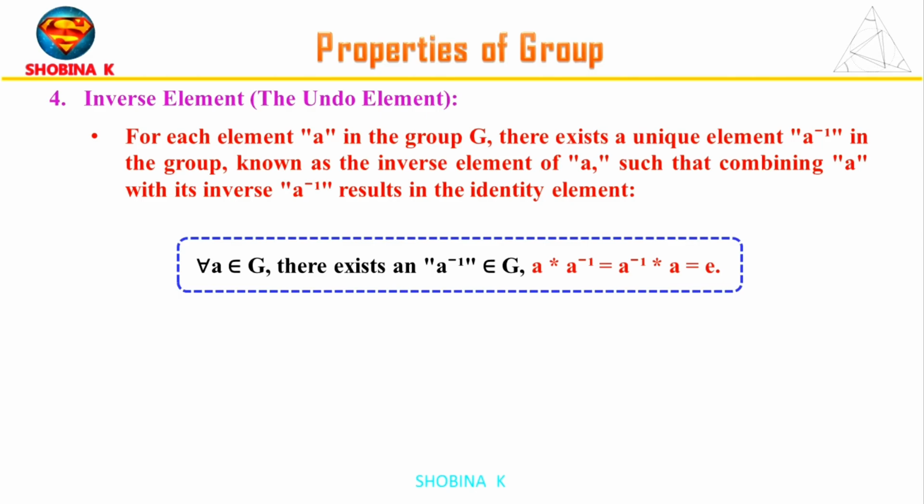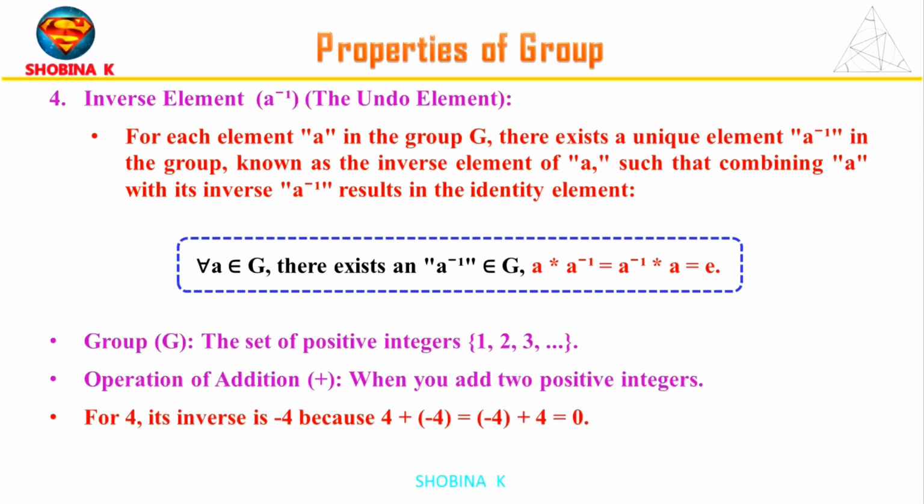The mathematical statement for this property is given here. Here A is any element in the group G. A inverse is a unique inverse element within the group G, and E is the identity element. In simple terms, every element in the group has an element within the same group that can undo its effect when it is combined with the group operation.